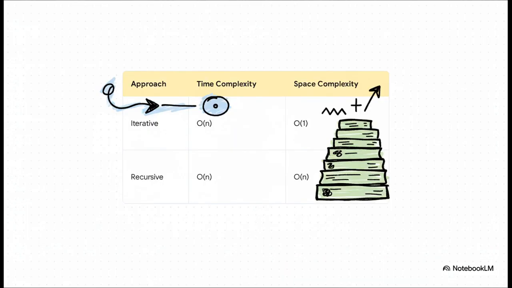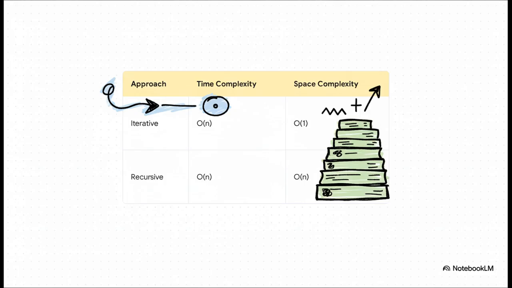And here it is. This is the punchline. Look at the time complexity. That's how long it takes. Both are O of n. They basically do the same amount of work. No surprise there. But now, look at the space complexity. The iterative version is O of 1. That's constant space. It doesn't need any more memory, whether you're calculating the factorial of 5 or 5,000.